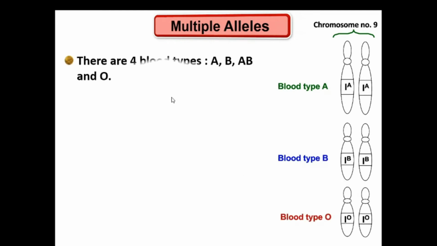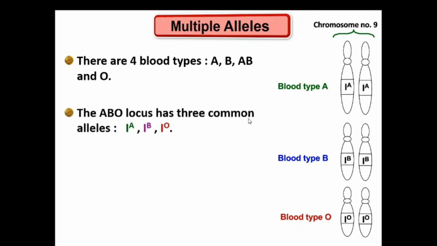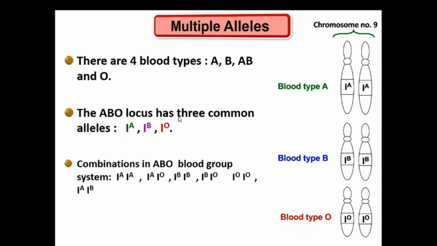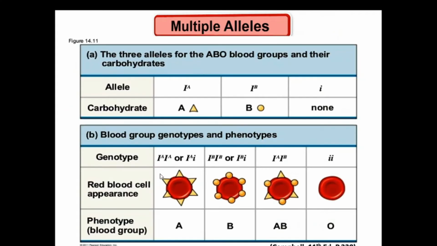There are four blood types for the ABO system: blood type A, blood type B, blood type AB, and blood type O. The ABO locus has three common alleles: IA, IB, or IO. IO can also be written as small i. So the small i also represents the IO here.